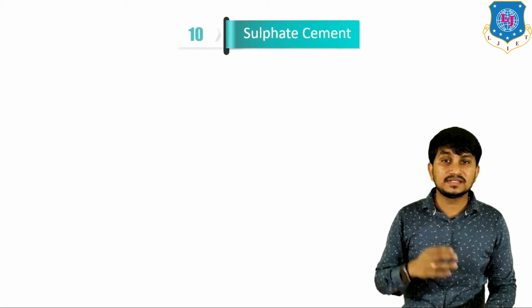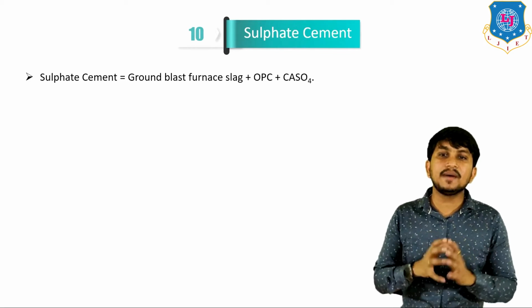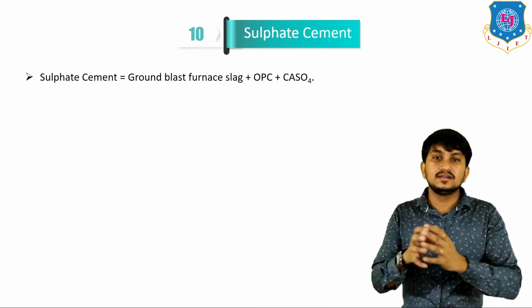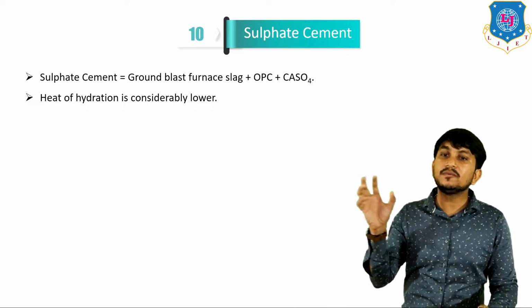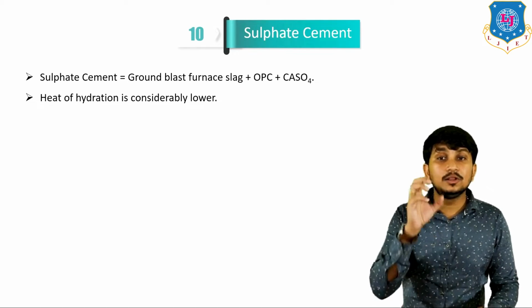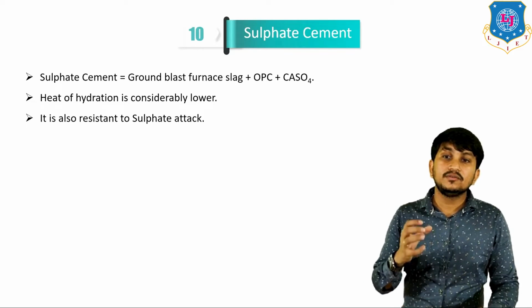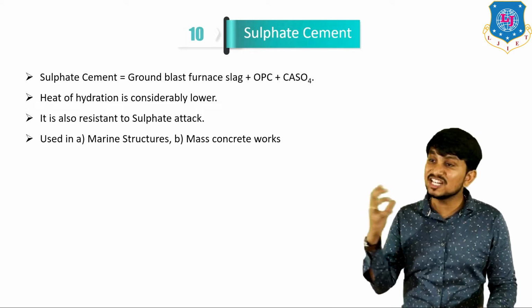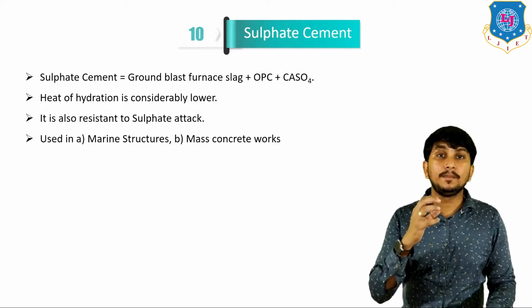Next is sulfate cement. The sulfate cement is made by adding ground blast furnace slag and calcium sulfate into the OPC. The heat of hydration is considerably lower than the OPC. It also resists various sulfate attacks. It is generally used in marine structures as well as mass concrete works like dams or bridges.